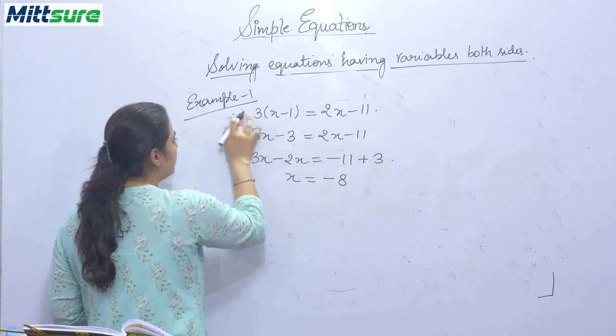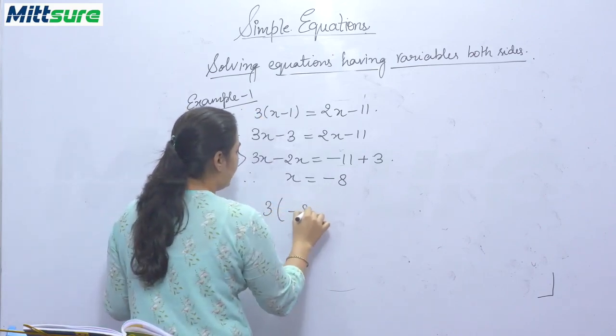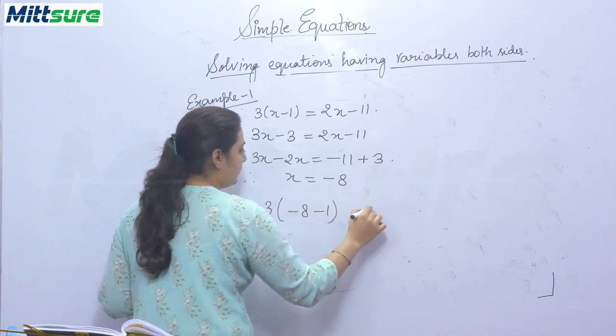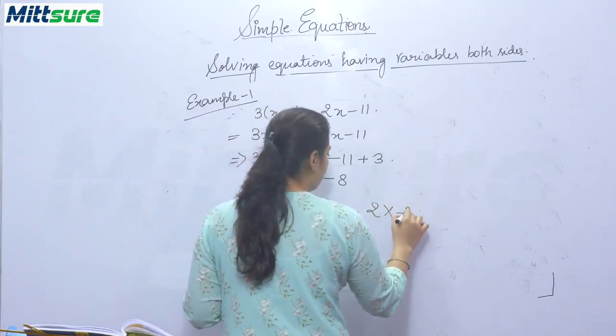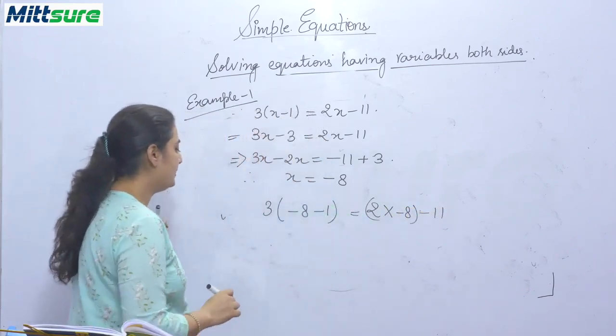Now let us put this value here. 3(minus 8 minus 1) equals to 2 into minus 8 minus 11. Now let us see what we get.